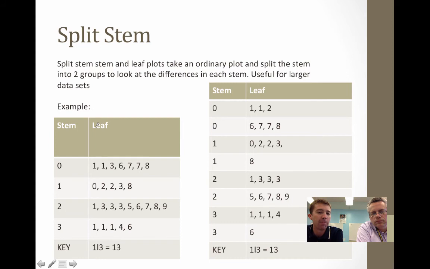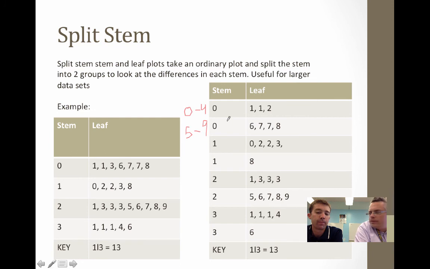But here we have a split stem. Sometimes we have very few stems, but our leaves aren't going to tell us much. So then we want a little more specificity, and we split them up. Here we have 0 to 4 and 5 to 9. Every row is just getting split into 2 rows, and all the values between 0 and 4 will go in the first row, and then all the values 5 to 9 go in the second row. So each of the original rows split into 2.